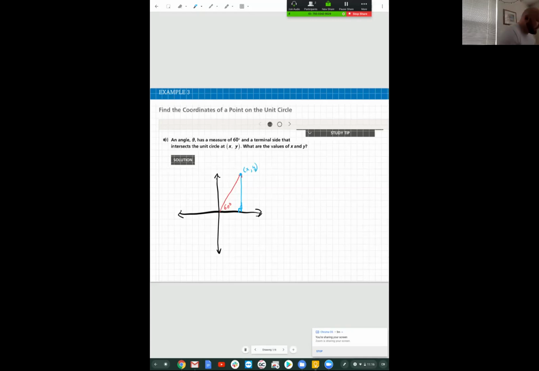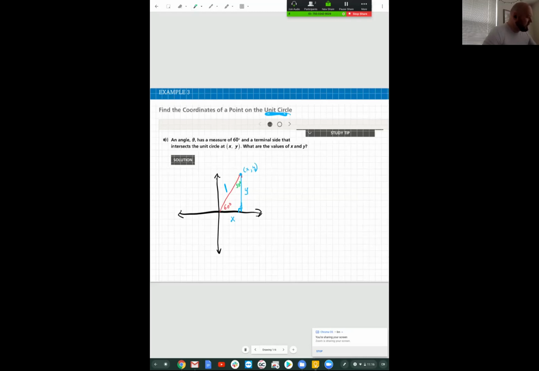This is on the unit circle, so we know that this has to be 1 unit. The hypotenuse is 1 unit. And we want to know what is x and what is y. So if this angle down here is 60 degrees, that should make it pretty obvious to you that this angle up here has to be 30 degrees. And you can see that we now have a 30, 60, 90 triangle.